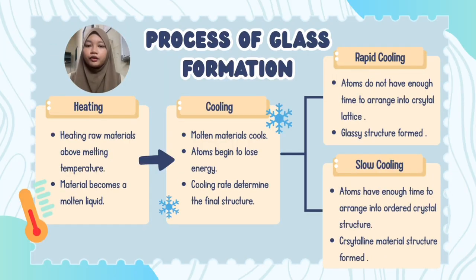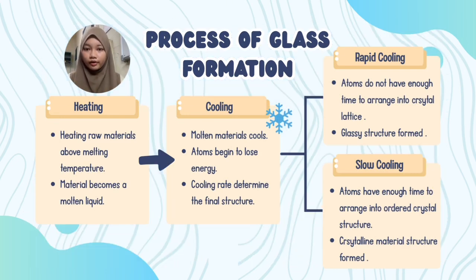Now we are moving to the process of glass formation. Glass formation starts when the raw materials are heated until they melt and become a molten liquid. During cooling, while the material cools, the atoms begin to lose energy. So the final structure is determined by the cooling rate, whether it's too quick or too slow. If the material is cooled very quickly, the atoms do not have enough time to arrange into an ordered crystal structure, so an amorphous glass is formed. However, if the cooling rate is too slow, the atoms have enough time to organize into a regular crystal lattice, resulting in a crystalline solid instead of glass.